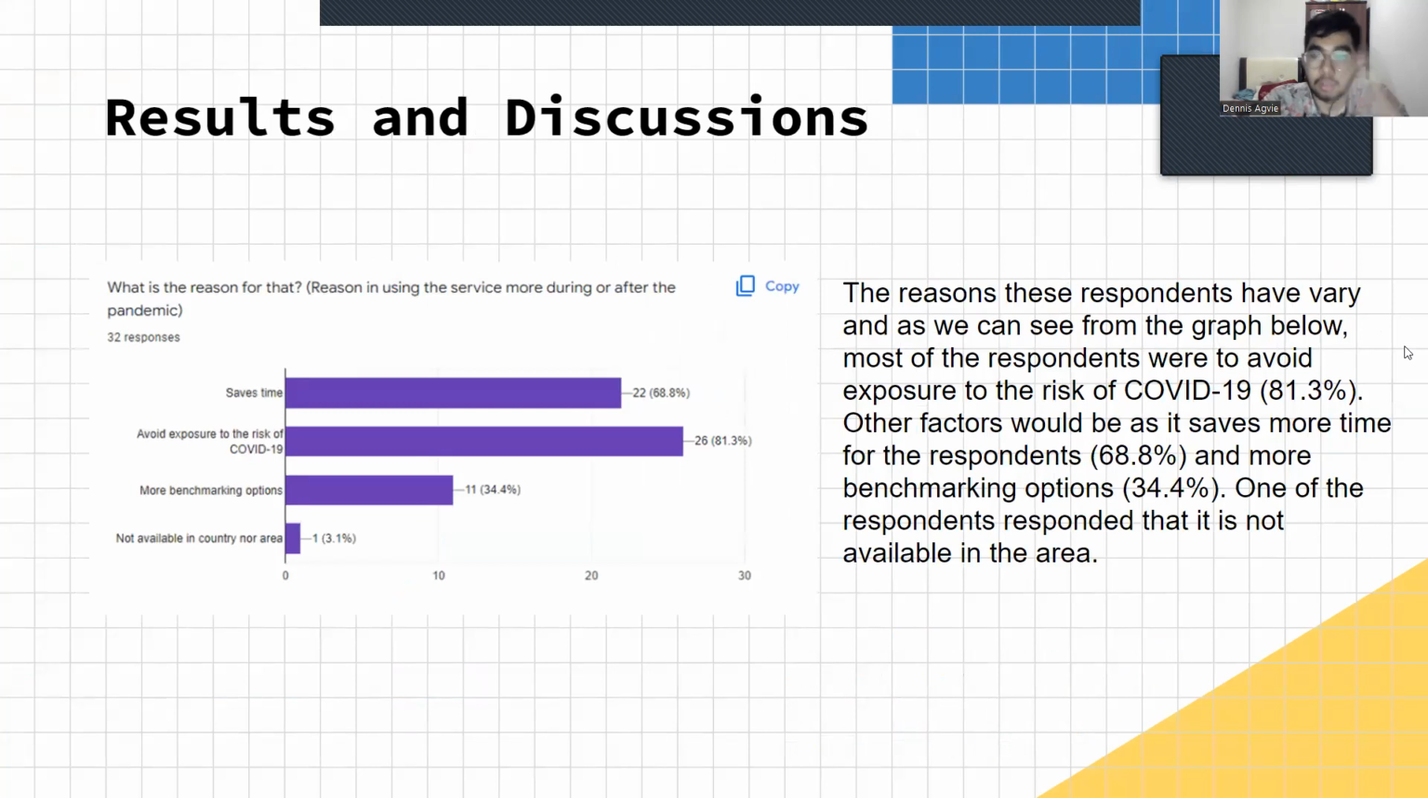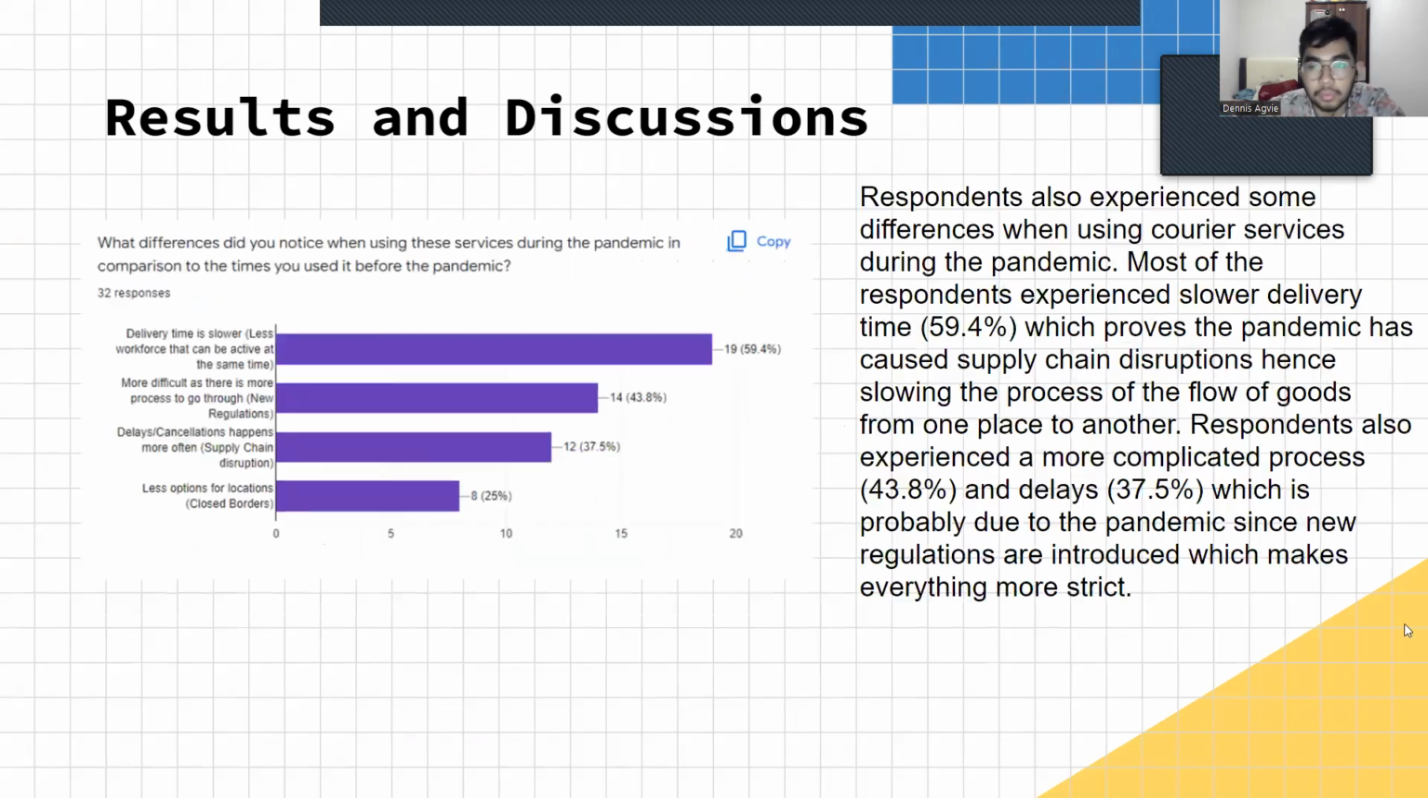And now from these pictures also, the reasons of these respondents have varied, and as we can see from the graph, most of the respondents did it to avoid exposure to the risk of COVID-19, which is 81.3%. Other factors would be, as it saves more time for the respondents, 68.8%, and more benchmarking options, 34.4%. One of the respondents responded that it is not available in the area.